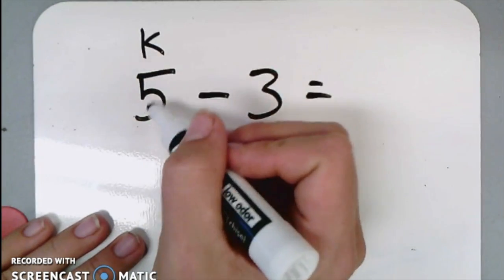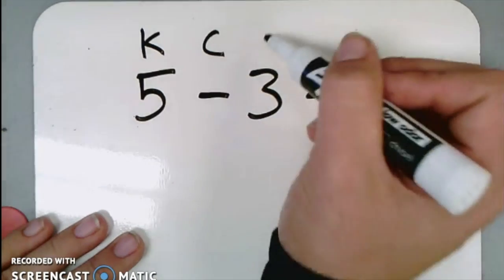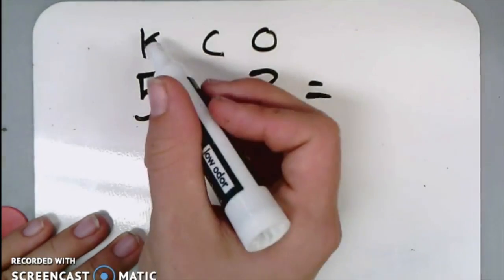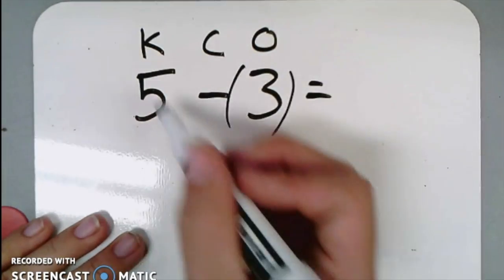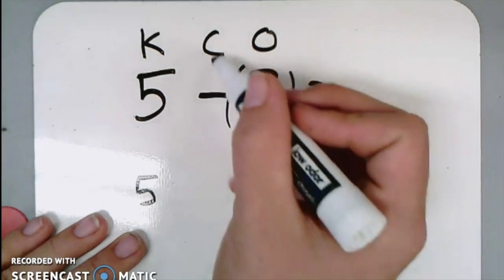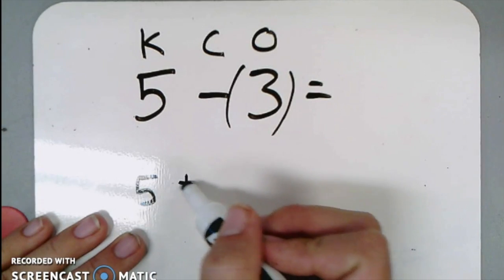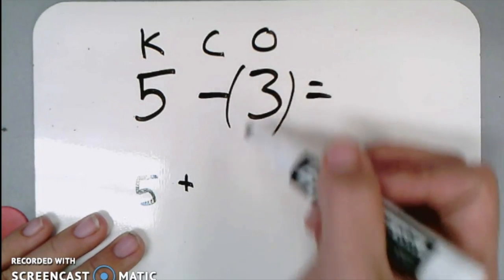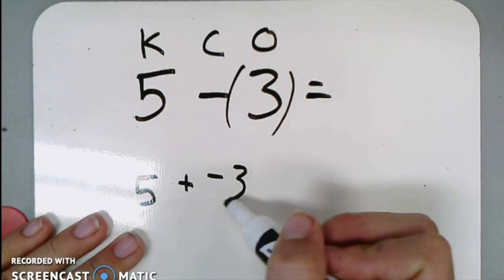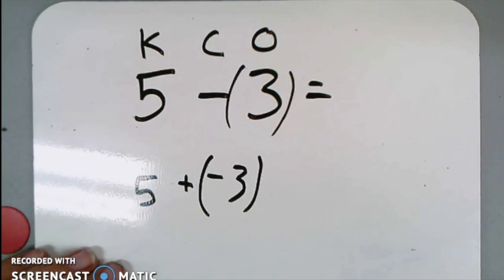I'm going to keep my 5. I'm going to change my minus. And I'm going to take the opposite of 3. Let's look at what this does, okay? So keep the 5, change the minus to addition, and change the 3 from positive 3 to negative 3. 5 minus 3 is the same thing as 5 plus negative 3.